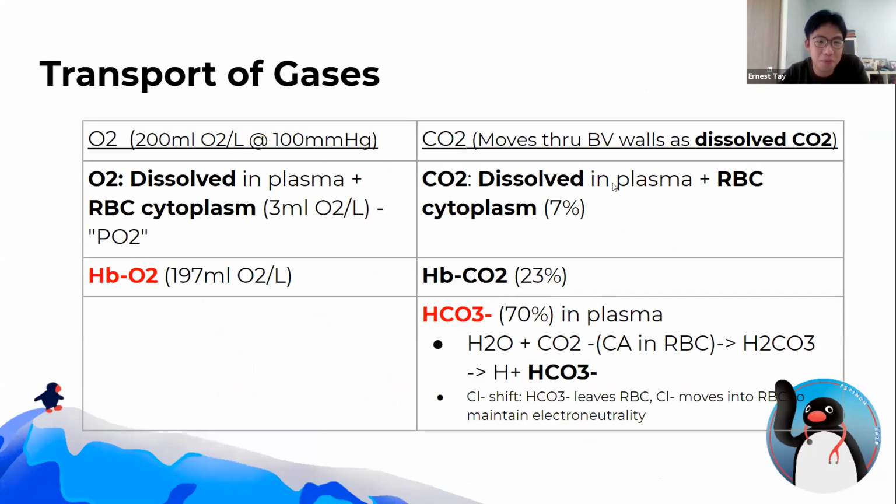Okay, transport of gases. So this is quite high yield. Monash likes to test this as well. So how does oxygen move around your body? It is essentially via hemoglobin. And for carbon dioxide, the main form is that it will diffuse into the plasma. Of course, the main form that carbon dioxide travels in is as bicarbonate, but there are also other ways that you can transport as listed above.